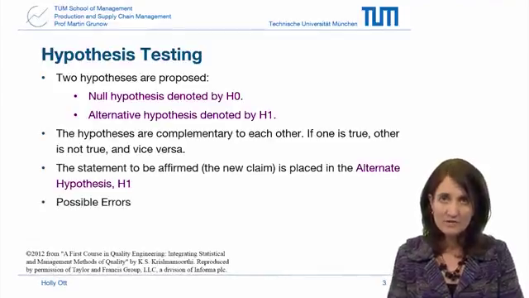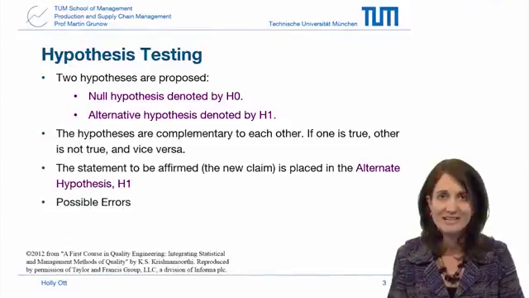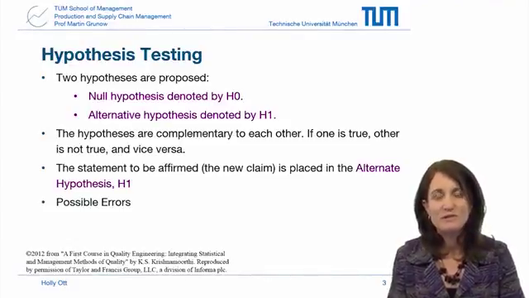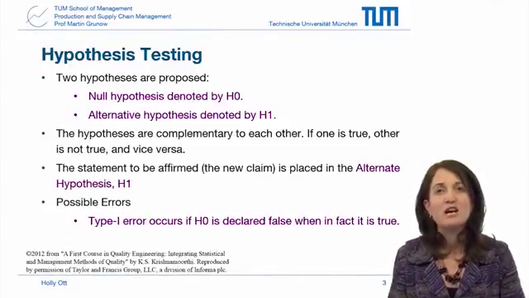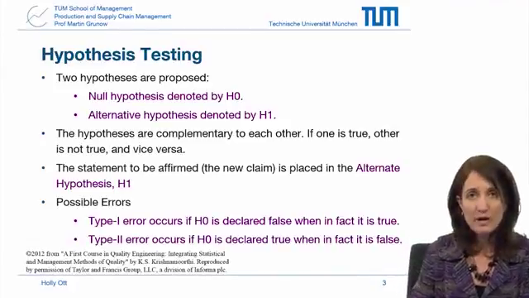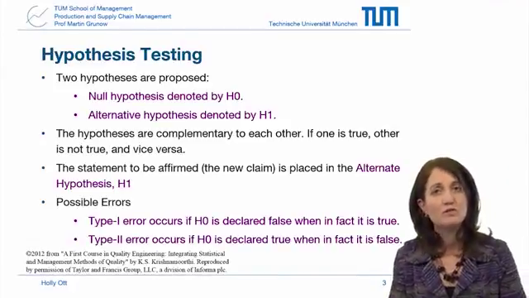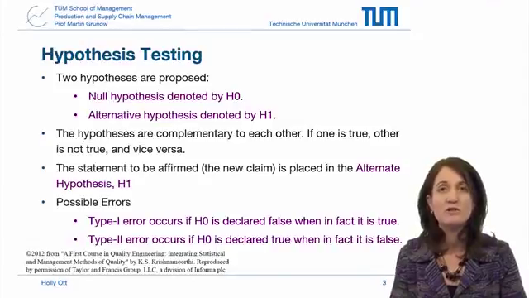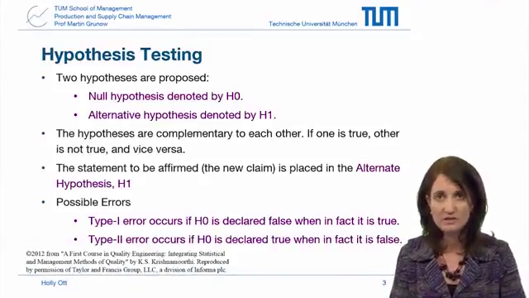Now, of course, there's a possibility of errors in our test. And so we have 2 definitions. We have a type 1 error, which will occur if our null hypothesis, H0, is declared false when in fact it is true, and the type 2 error, which will occur if the null hypothesis, H0, is declared true when in fact it is false. And these we show on the next slide.